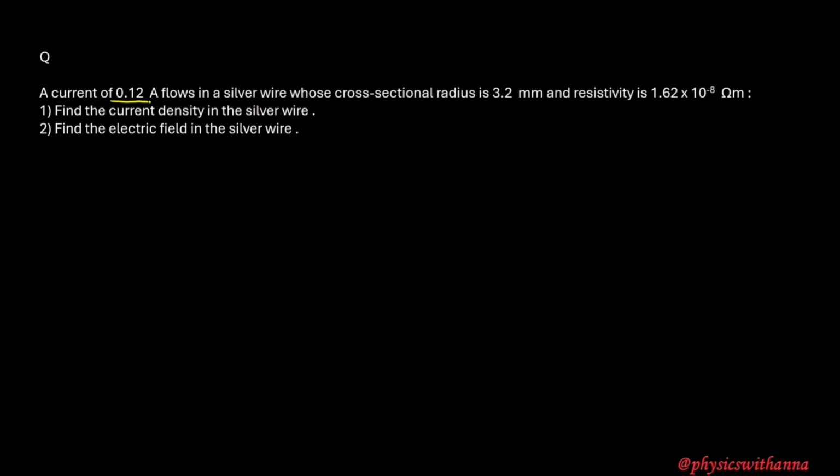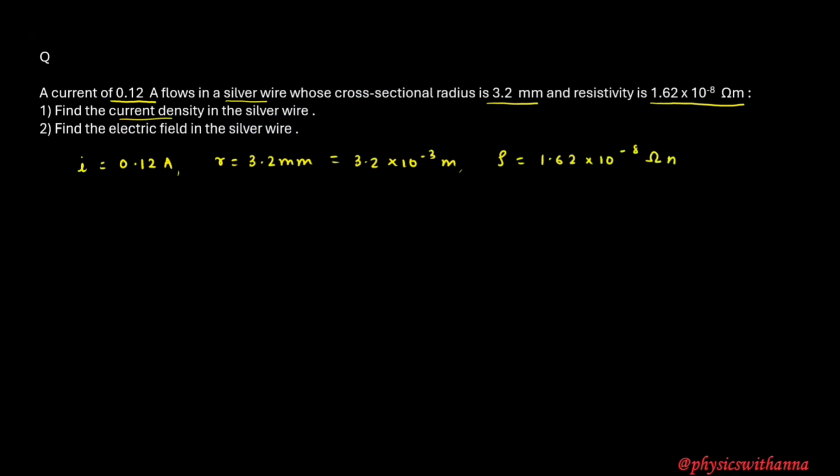Then we have a current of 0.12 ampere flowing in a silver wire whose cross-sectional radius is 3.2 millimeter and resistivity is 1.62 times 10 to the power negative 8 ohm meter. We need to find the current density in the first part of the question. So we write I equal to 0.12 ampere. Radius r is 3.2 millimeter, which will be 3.2 times 10 to the power negative 3 meter. Resistivity of silver is 1.62 times 10 to the power negative 8 ohm meter. We need to find the current density J.